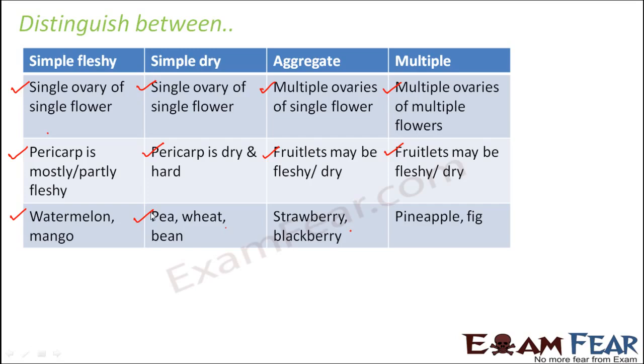Now, examples of aggregate fruit would be strawberry, blackberry. Again, multiple fruits would be pineapple, fig. So this is an overview of the different types of fruits based on their structure.